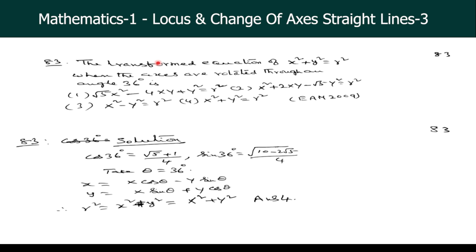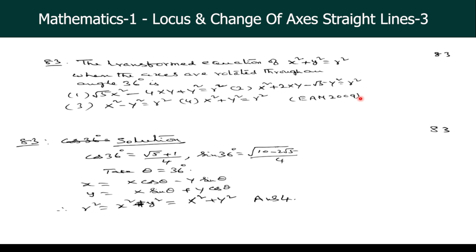Next. The transformed equation of x square + y square = r square when the axes are rotated through an angle 36 degrees is: option 1, (1/root 5)(X square + 4XY + Y square) = r square; option 2, X square + 2XY - root 5 Y square = r square; option 3, X square - Y square = r square; option 4, X square + Y square = r square. EAPCET 2009.